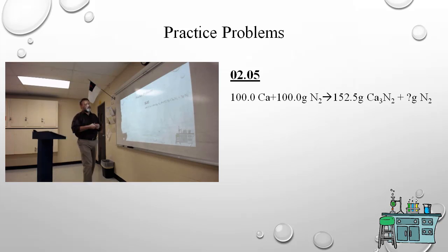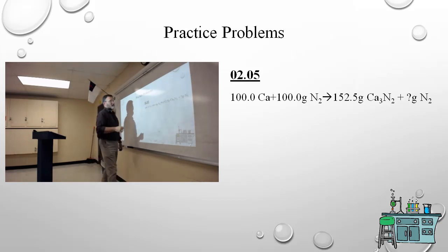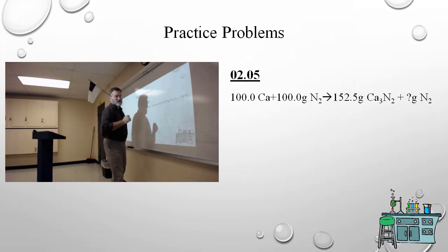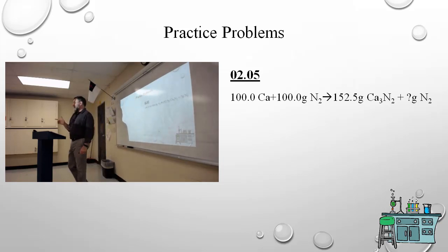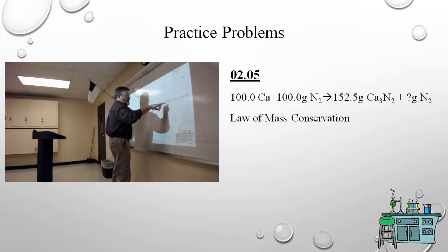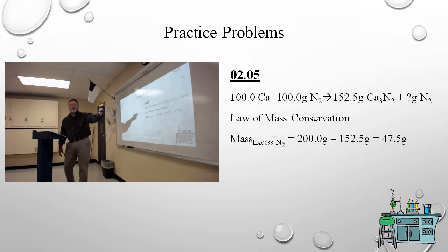So we're making calcium nitride. Okay. We have to make 152.5 grams of it for this formula to be right. But it's not right because we've got extra nitrogen. So just like the last question, we're going to figure out how much extra nitrogen we had and remove it from the recipe that we tried to get the right recipe. So again, law of mass conservation tells me that 200 grams produces 152 grams plus how many grams? And that's 47.5 grams. So I have 47.5 grams too much nitrogen.